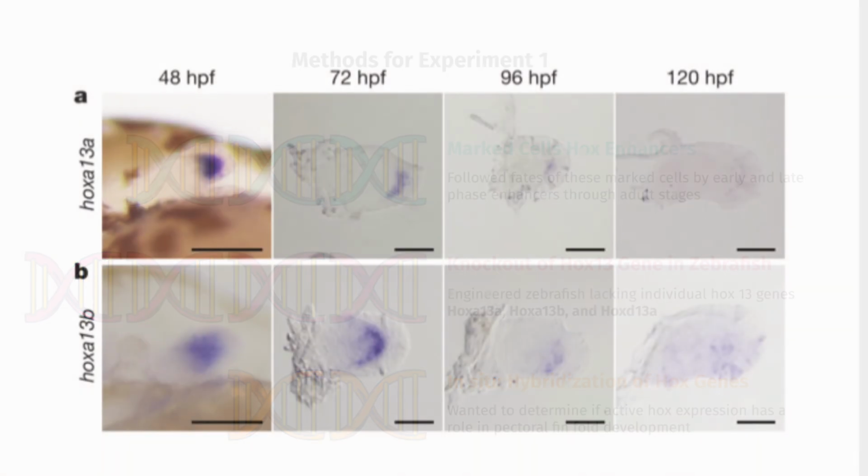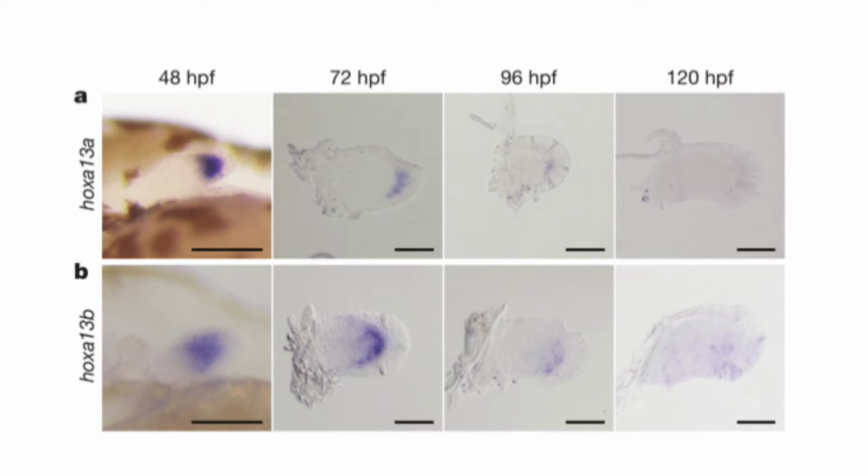So what did they see? Looking at the top, we see Hox A13A expression, and on the bottom, Hox A13B expression. Both are expressed in the distal fin mesenchyme at 48 hours post-fertilization. And as we move from that 72 to 96 hour mark, it's becoming more weakly expressed in the proximal portion of the pectoral fin. And then at 120 hours, there's very weak to no expression seen.